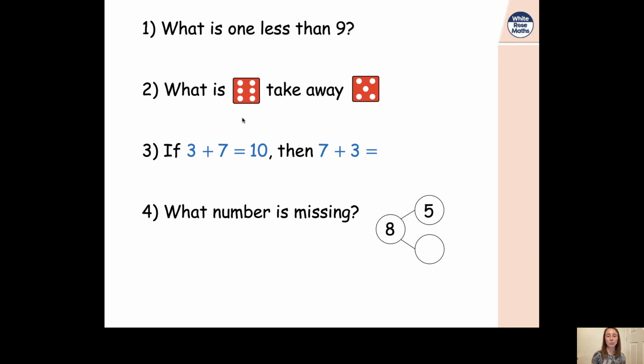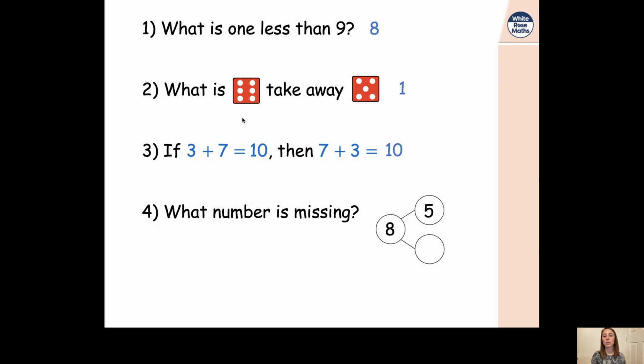So question number 1, what is 1 less than 9? 1 less than 9 is 8. Question number 2, what is 6 take away 5? 6 take away 5 equals 1. Question number 3, if 3 adds 7 equals 10, then 7 adds 3 also equals 10. Because remember, we can swap the numbers around either side of our addition symbol, so we can swap our parts around when we're adding and they still equal the same amount.